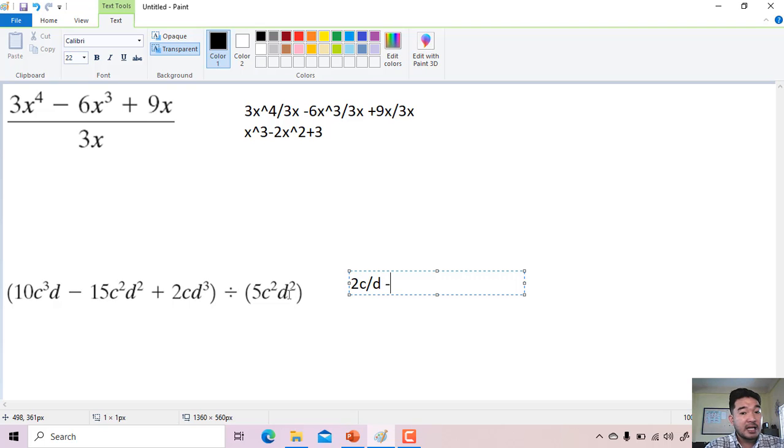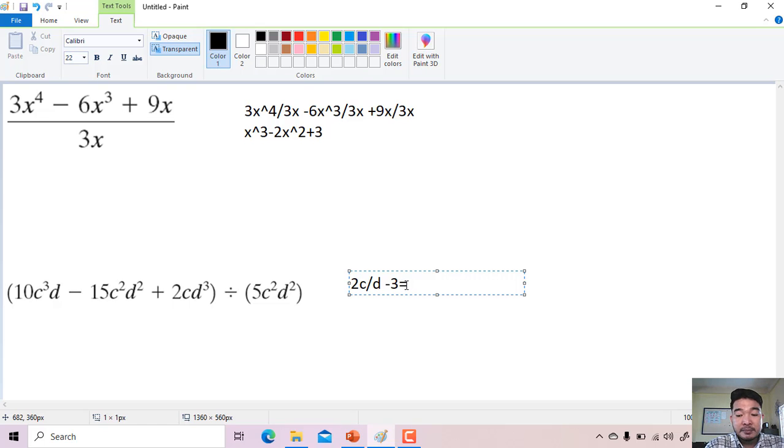And then, minus 15, here, 15 divided by 5 is equal to 3. Then c squared, saka c squared. So, wala nang matitira. That's c raised to 0. Then d squared raised to d cubed. D squared, saka d squared. So, wala na rin matitira. 0 na yon. So, the quotient of the second term would be 3.